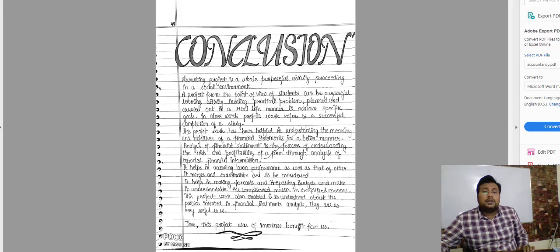And one more thing: the accountancy project will be in a spiral file. Spiral binding will be there. No loose pages, no any other kind of file. It should be a spiral one. Focus on neat and clean writing. Avoid duplication, errors, and cutting in the project.